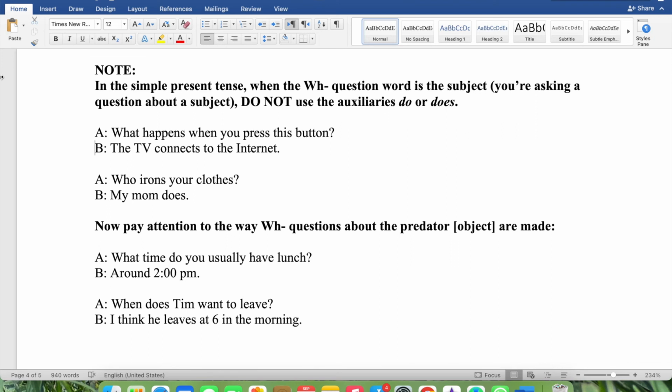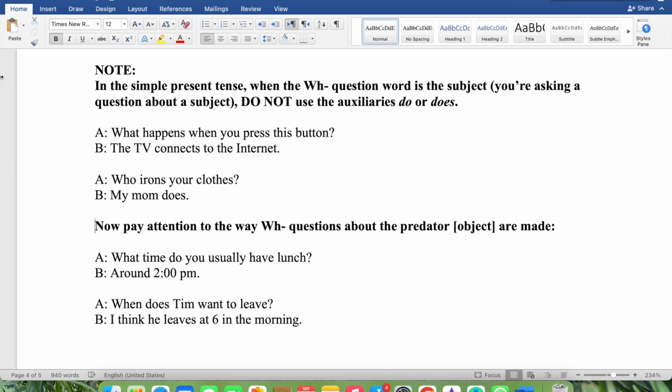The TV connects to the internet. Who irons your clothes? My mom does. My mom irons my clothes. So the answer to who is my mom, which is the subject of the sentence. So in the question, who is the subject, and you can't use does because you're asking about the subject.